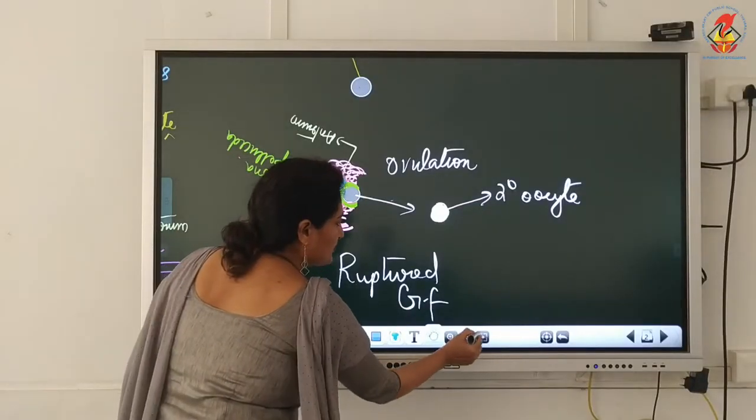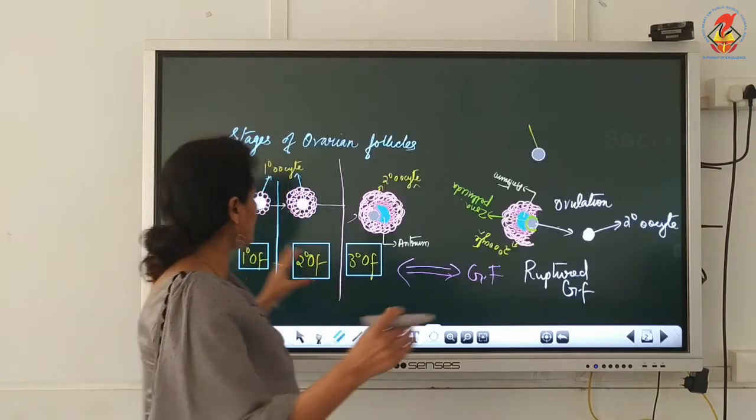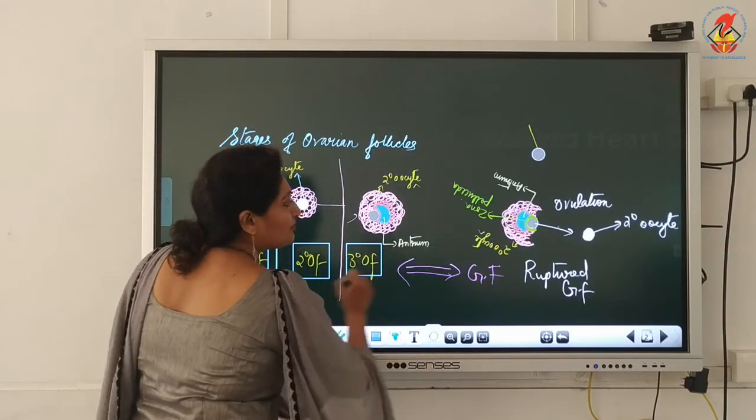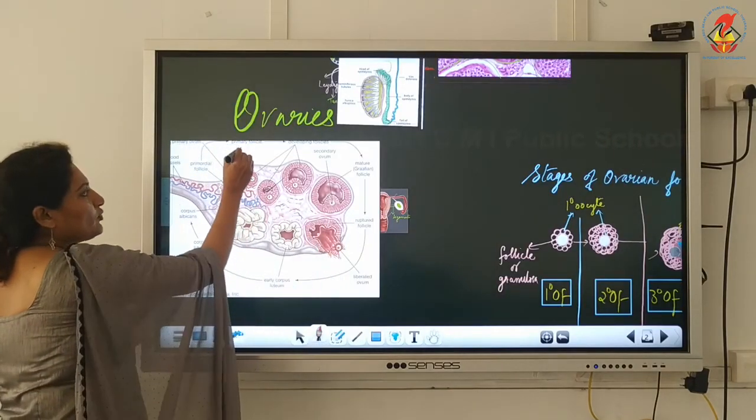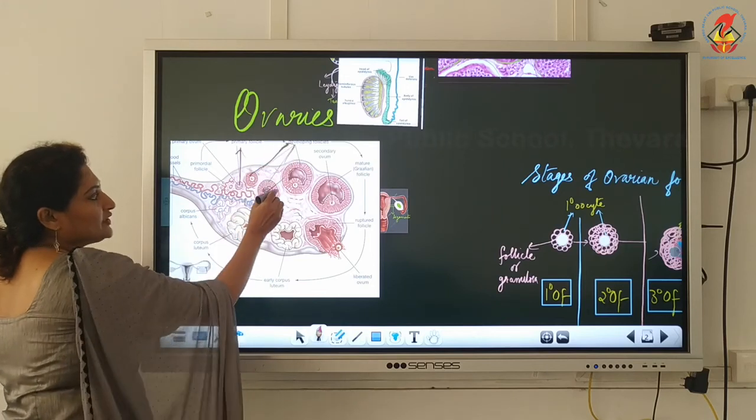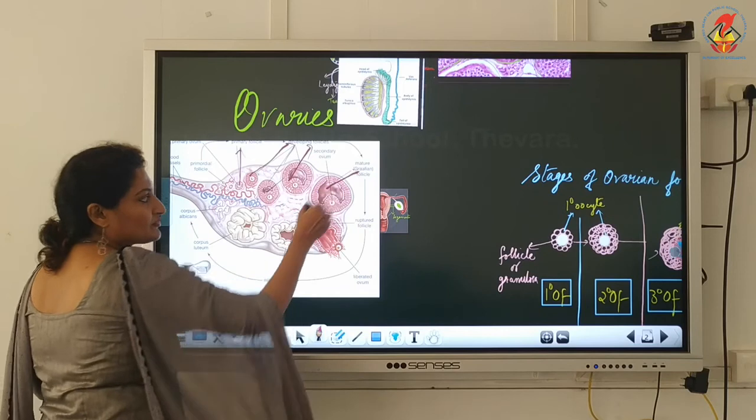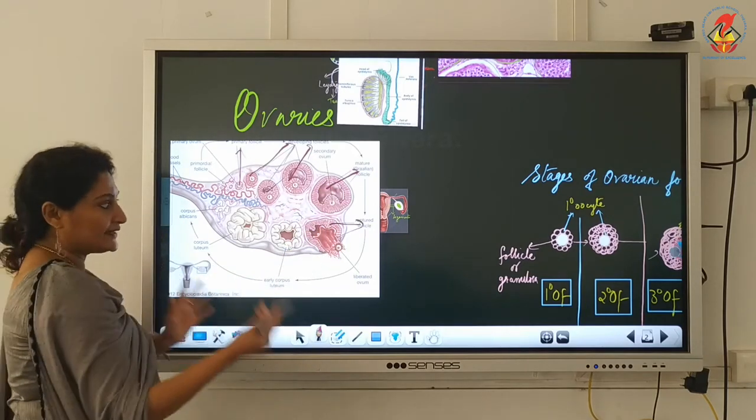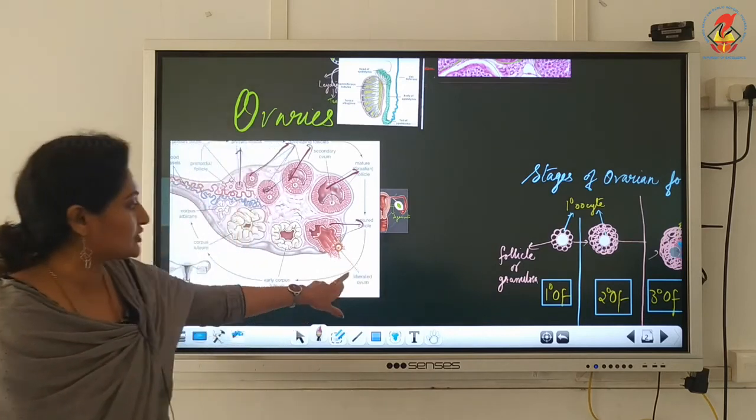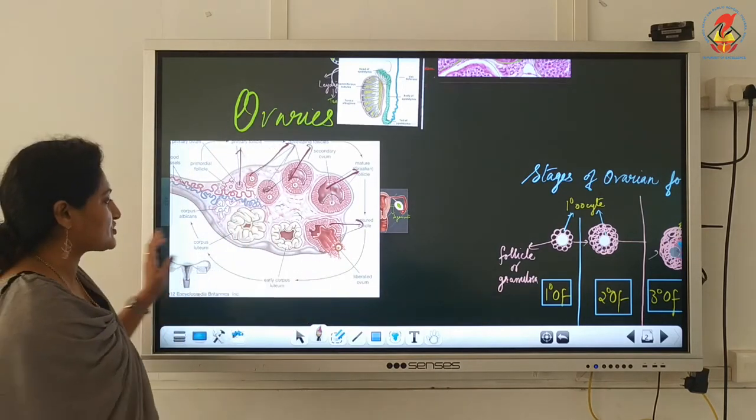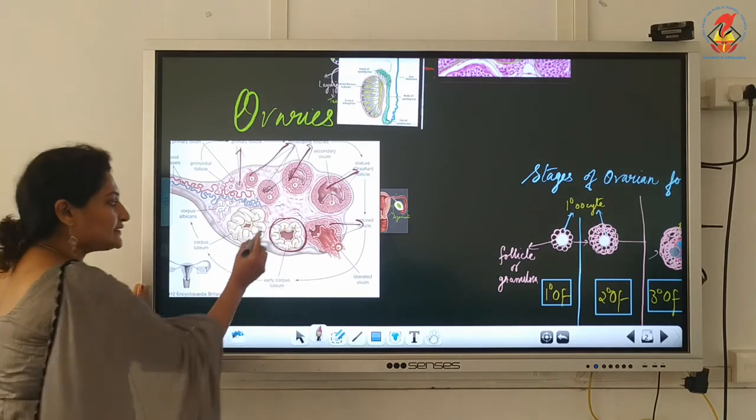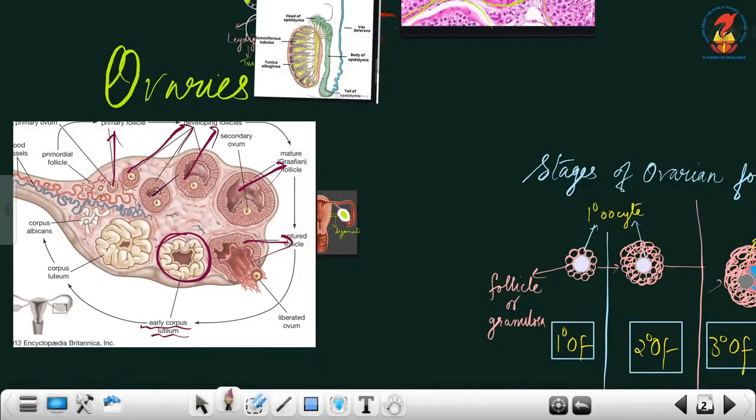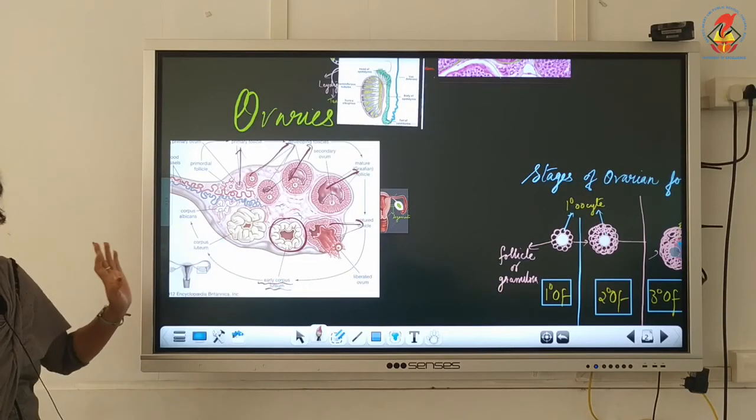Now we got a clear picture of the different stages of the ovarian follicle. Now these structures, I have to incorporate into the peripheral part of the ovary, which is the cortex. So this is the primary ovarian follicle, this is secondary ovarian follicle, this is the tertiary ovarian follicle, this is the Graafian follicle, ruptured Graafian follicle, and after the egg is released, that empty Graafian follicle is called corpus luteum.